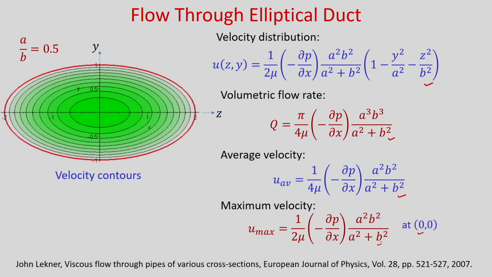So, then we got the average velocity, and setting y is equal to 0, z is equal to 0, we found the maximum velocity. So, you can see here for the case a by b is equal to 0.5, we are showing the velocity contour. So, in this case you can see that maximum velocity obviously will occur at the center line, and these are the lines with constant velocity magnitude. So, you can see velocity contours follow the wall. Okay. So, the profile is similar to the wall of this duct.